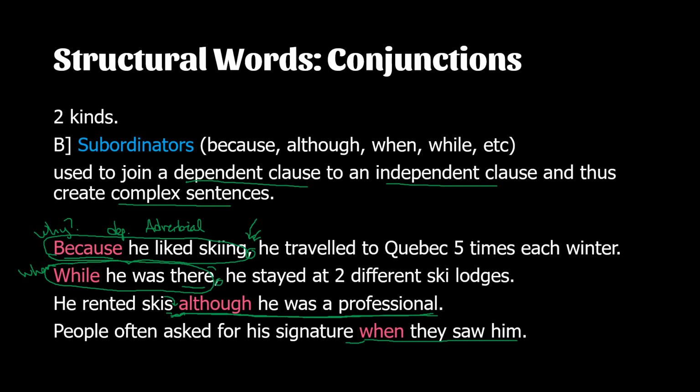Although shows a contrast. So he rented skis, in contrast to he was a professional. It kind of means that if he was a professional, we wouldn't expect him to rent skis. We'd expect him to own his own set or more than one pair. So it's a little unusual that he rented skis. So although shows a contrast that is surprising or unexpected.